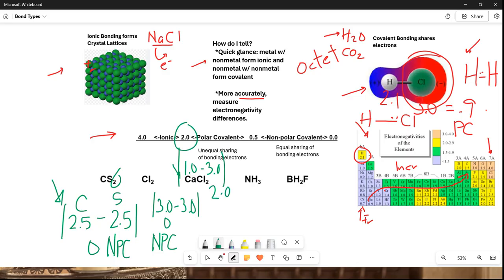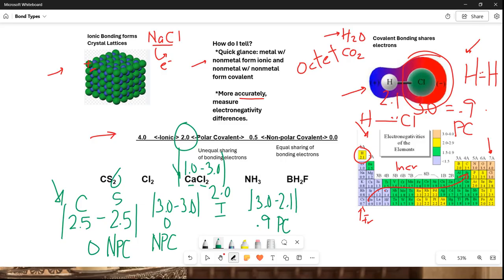Now, this is one of the problems my students have, it's right in between. Is it polar covalent or is it ionic? Well, since this is a metal with a nonmetal, I'm clearly going to say it's going to be ionic. Okay? Now, nitrogen bonded to hydrogen. Nitrogen's value is 3.0 and hydrogen's value is 2.1. And so that's a difference of 0.9. So 0.9 is going to be a polar covalent bond.